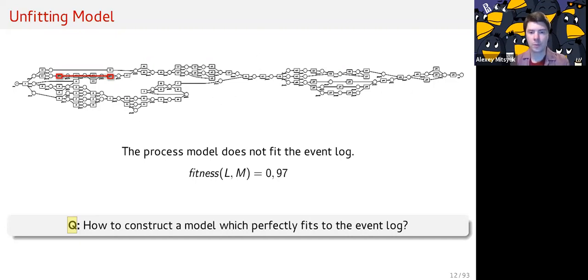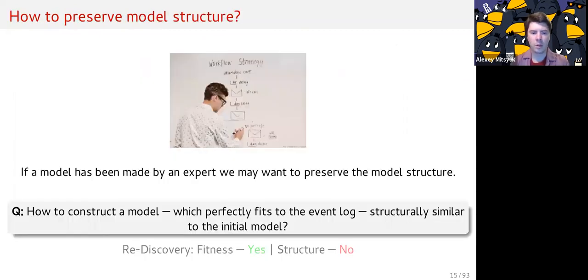So how can we achieve such a result? How can we repair such models without complete rediscovery? That is the question that I will try to answer in this talk.